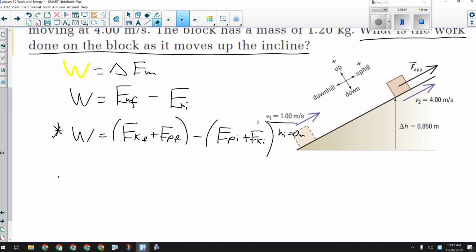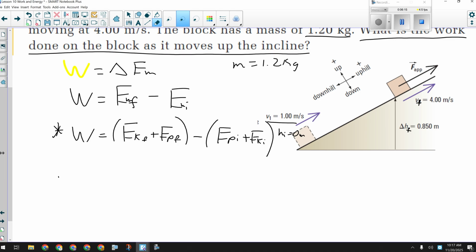I also know the final height. This would be HF, because it's the change in height, and it was 0 at the beginning. And the final speed. We use I and F instead of 2 and 1. 4 meters per second up here. I am also told the mass. It's 1.2 kilograms.